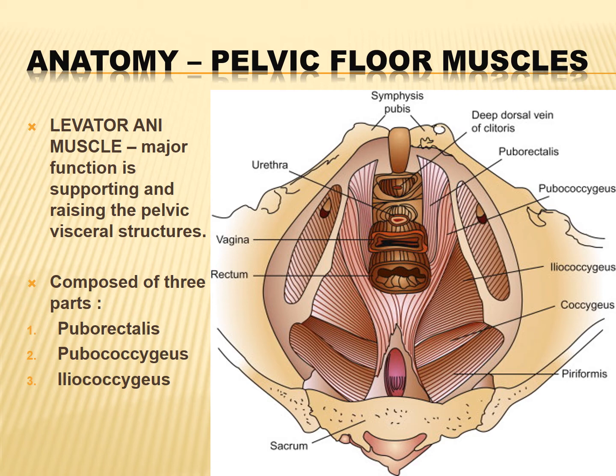So what is the function of the levator ani muscle? The major function is that it supports the pelvic visceral structures. So we are talking about prolapse. If there is any defect in this muscle, or detachment of this muscle, there comes the problem. There comes the prolapse.